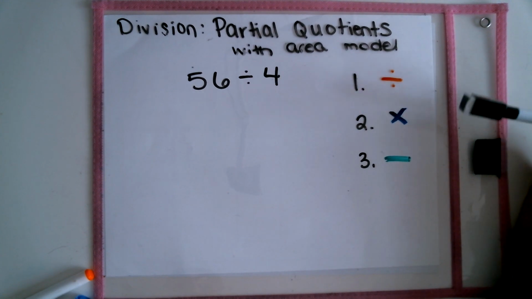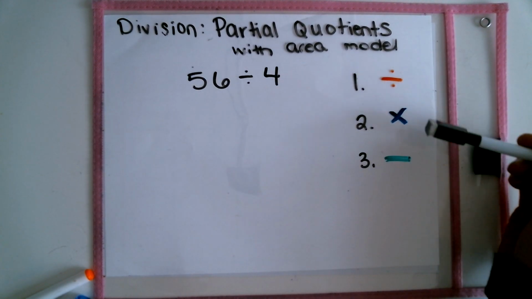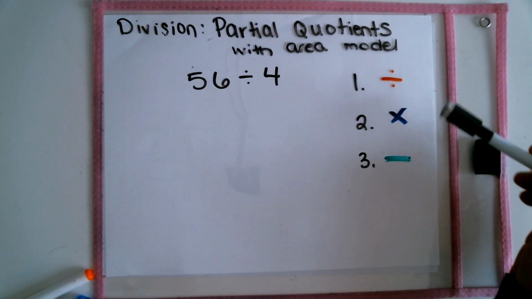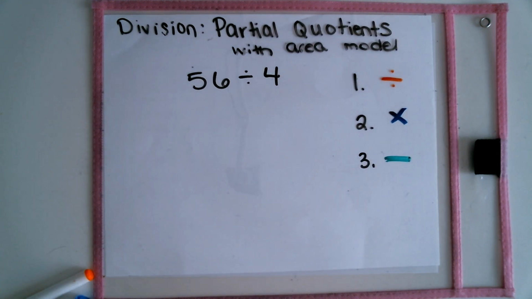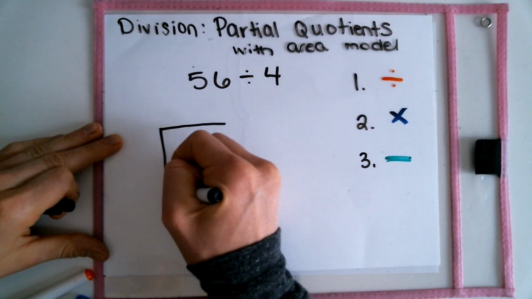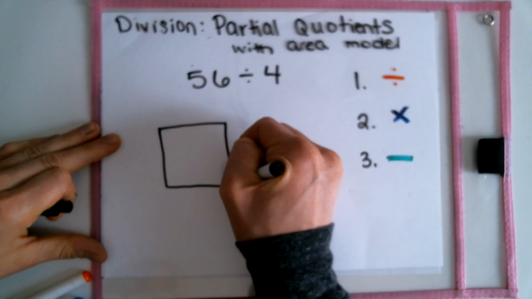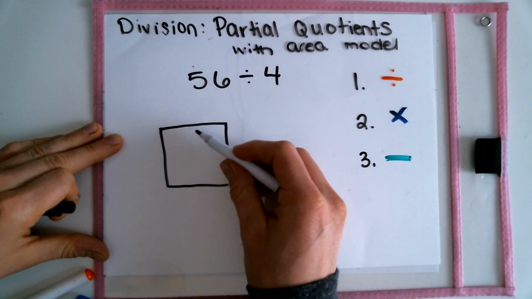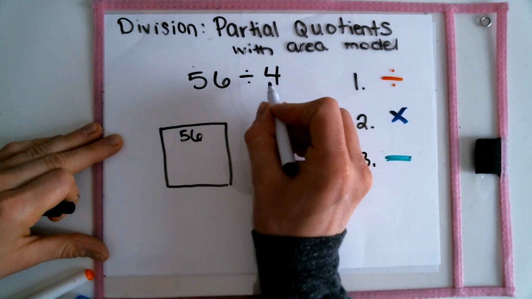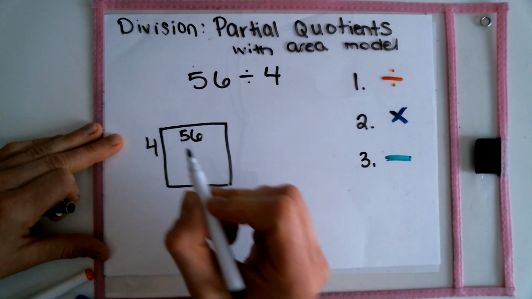And as I divide, I'm going to be color coding my work with these three colors, my orange, my blue, and my green. So let's walk through this 56 divided by 4. I know my problem. So the first thing I'm going to need to do is draw my box. And I'm going to put 56 inside the box and put 4 to the left side.